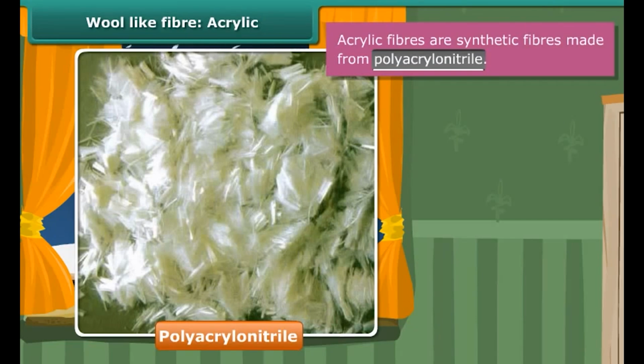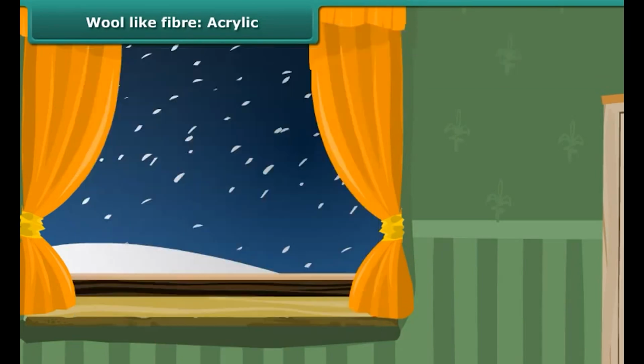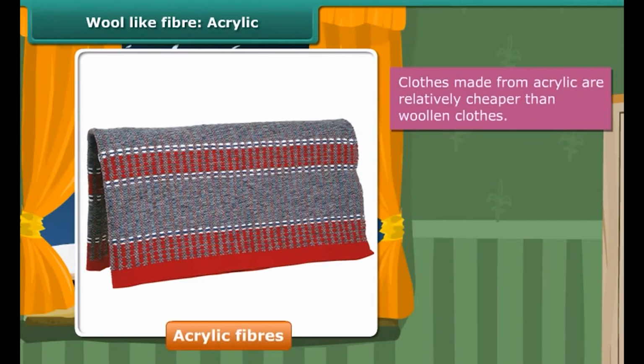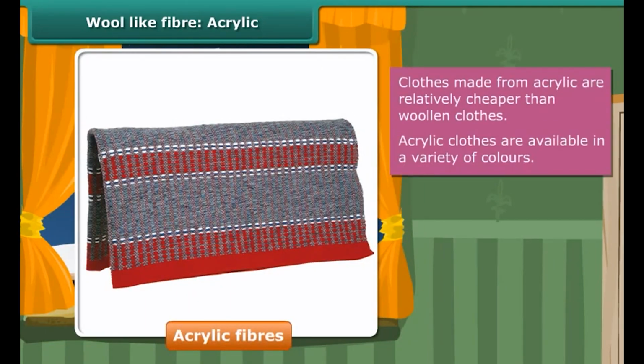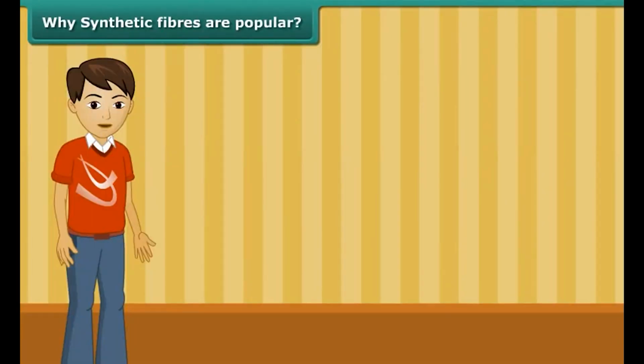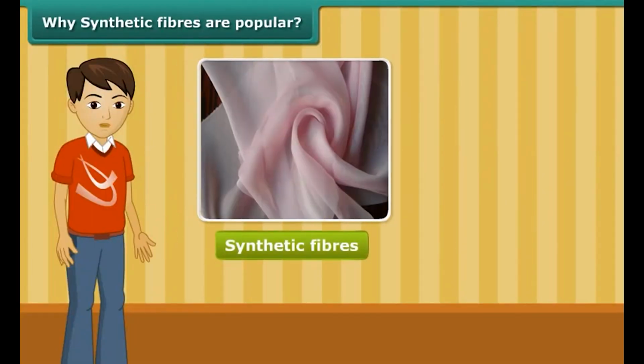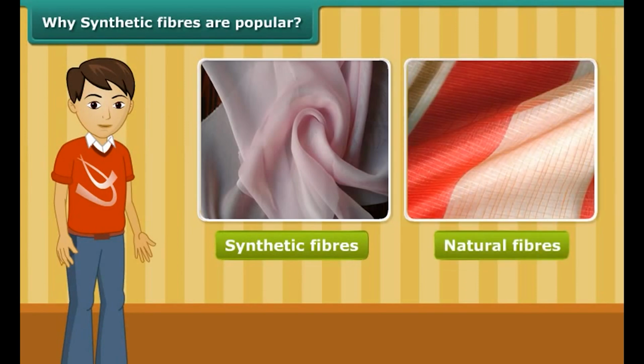Can you think of any advantage of acrylic fiber over wool? The wool obtained from natural resources is quite expensive, whereas clothes made from acrylic are relatively cheaper. Besides this, they are available in a variety of colors. The disadvantages are that the acrylic tends to fuzz easily and that it does not insulate the wearer as well as wool or cashmere. By now you know what makes synthetic fibers more popular than the natural fibers.